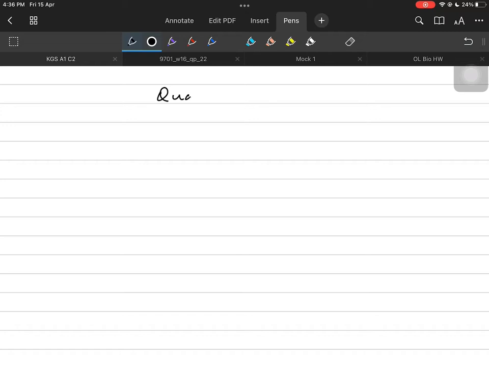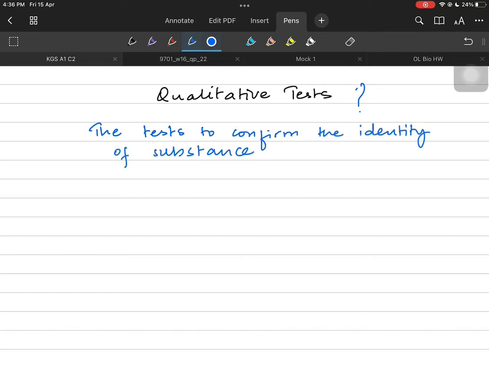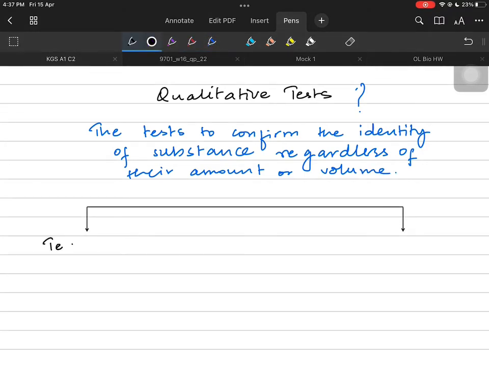We're going to continue experimental chemistry, and in today's video we're going to be talking about qualitative chemical tests. So what are qualitative tests? Qualitative tests are the ones where we are concerned with the chemical identity of the substance regardless of their amount or their volume or their moles. We are concerned with only the chemical nature of the substance. Now these tests could be for ions or for gases.